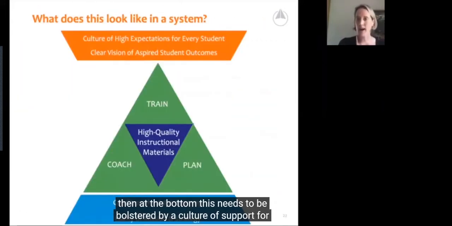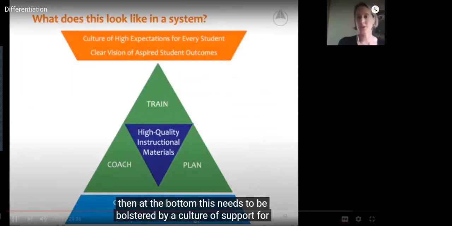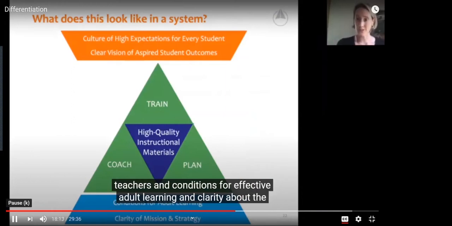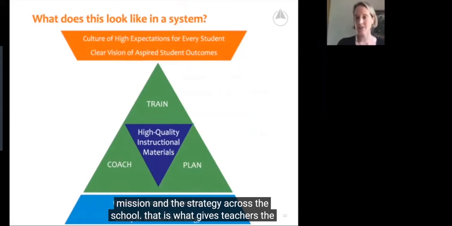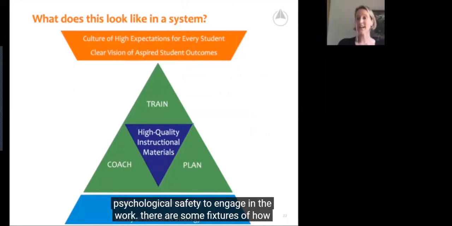And then at the bottom, this needs to be bolstered by a culture of support for teachers and conditions for effective adult learning, and clarity about the mission and the strategy across the school. That is what gives teachers the psychological safety to engage in the work.